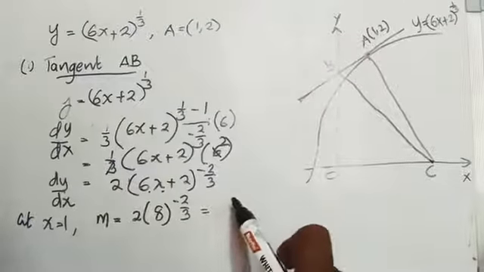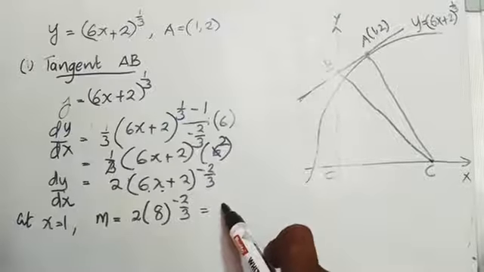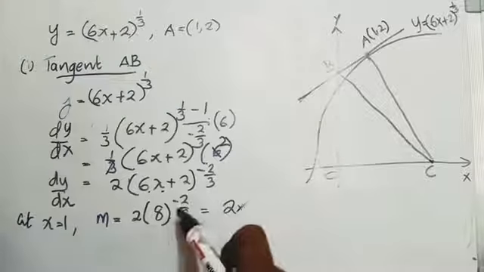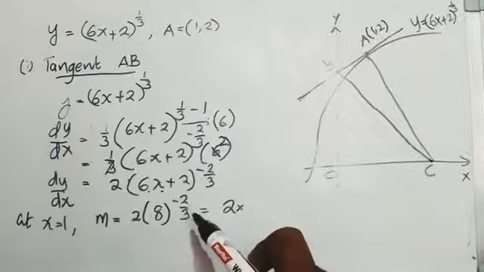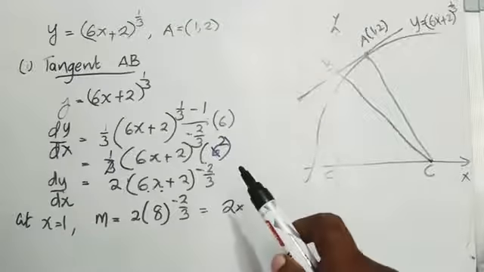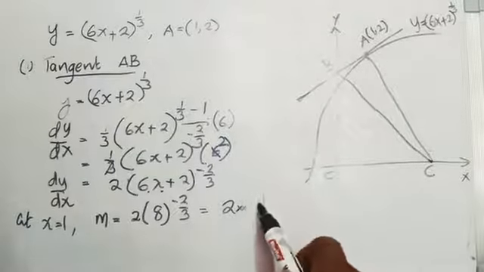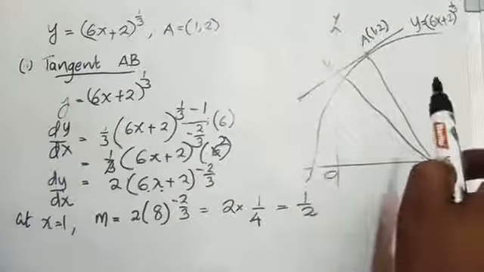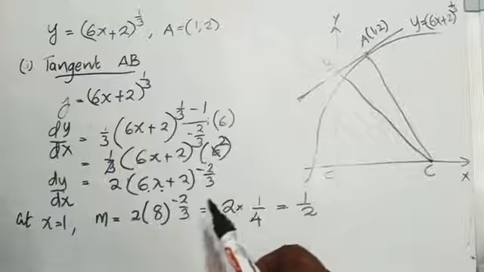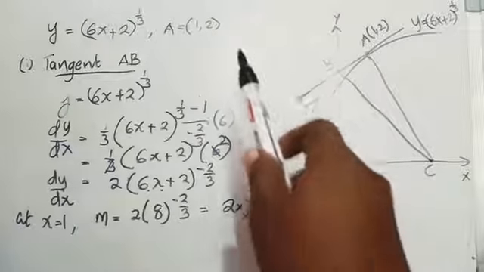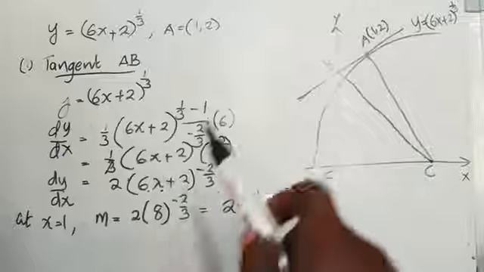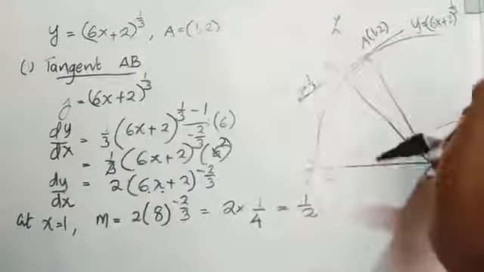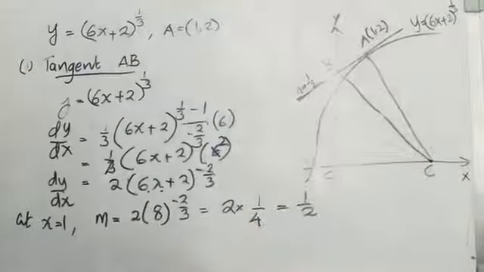That's equal to, what do you get? 2 into 8 raised to minus 2 by 3. What is the answer of 8 raised to minus 2 by 3? 8 raised to minus 2 by 3 is 1 by 4. So that is 1 by 2. So the gradient of the tangent is 1 by 2 and it passes through the point (1, 2). Now let's find the equation of tangent AB.